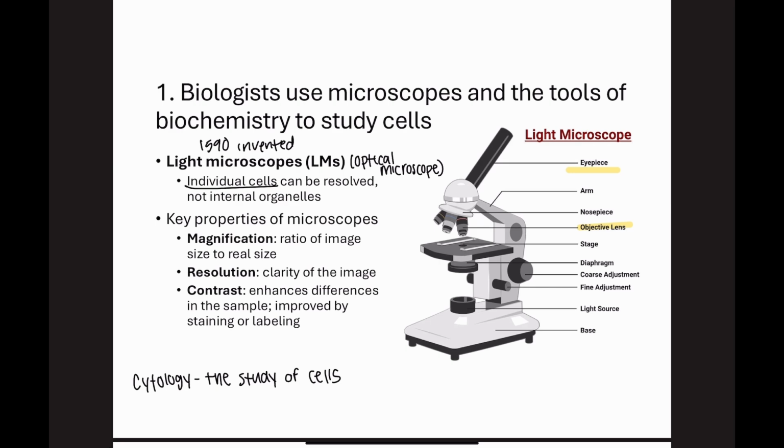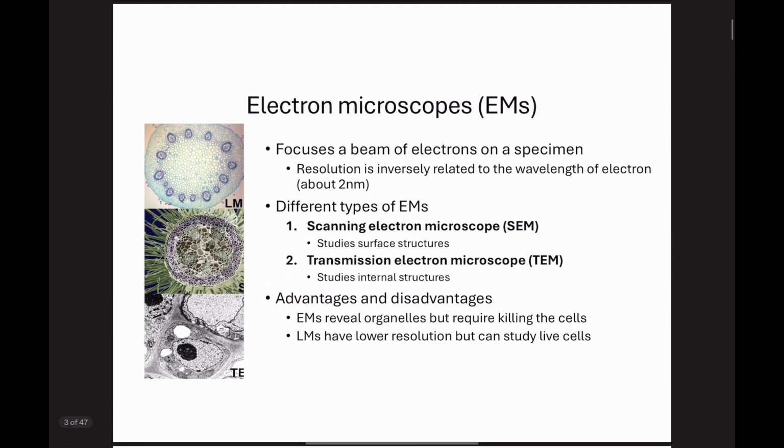So we have different kinds of microscopes, and one of these is called the electron microscope. Electron microscopes allow for a much higher resolution than light microscopes. They are essential for studying the fine details of cells and their organelles, and they work by using a beam of electrons onto the specimen instead of using light.